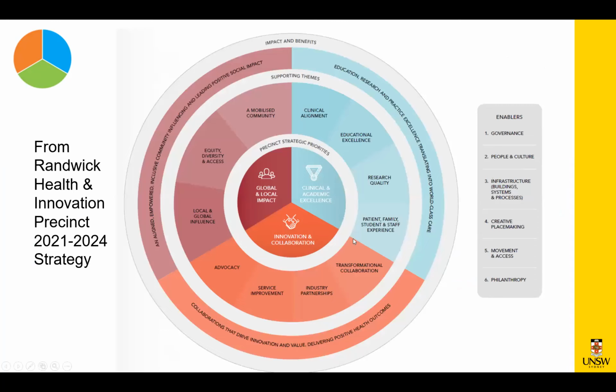And this is, you'll see a bit later on, we use a similar diagram in reference to our strategy. This is the RHIP's strategy diagram showing what the main aims are: the global and local impact, clinical and academic excellence, innovation, collaboration as the key drivers in the middle of the strategy, supporting themes, and then leading to the impacts and benefits with a range of enablers around governance, people and culture, and so on.